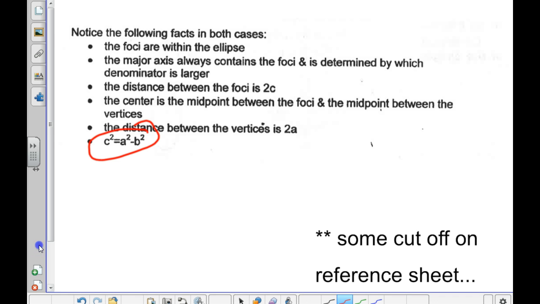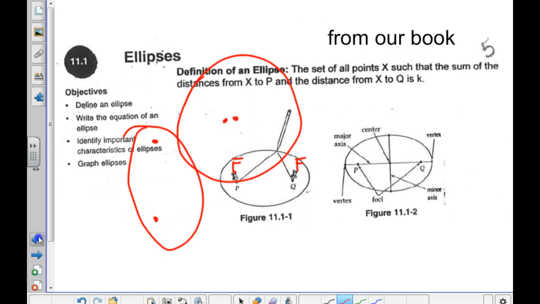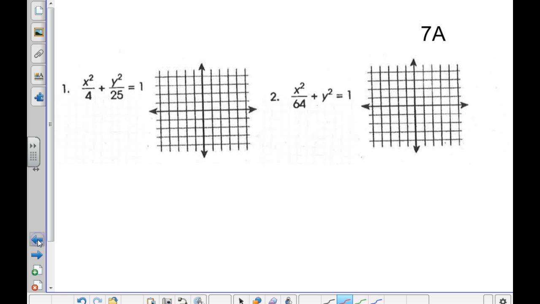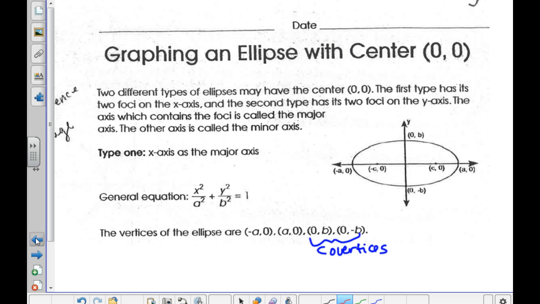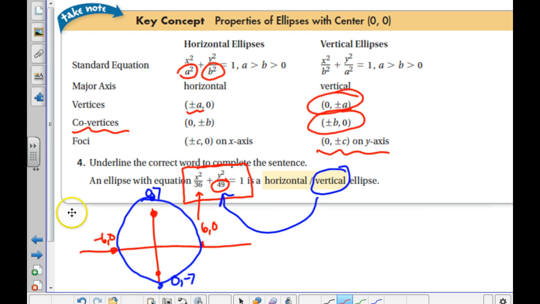All right, the other place that this packet talks about ellipses is on the front page of the other sheet. It says transformations of ellipses. And the first part there is this exact chart. Does everybody see where that is? I just want to make sure you know where this stuff is on your sheet.